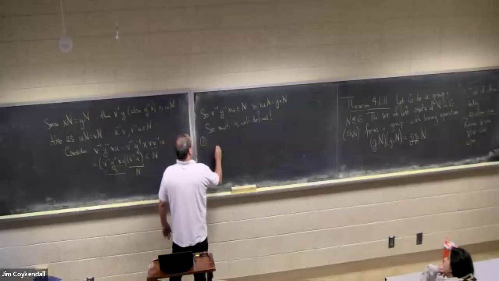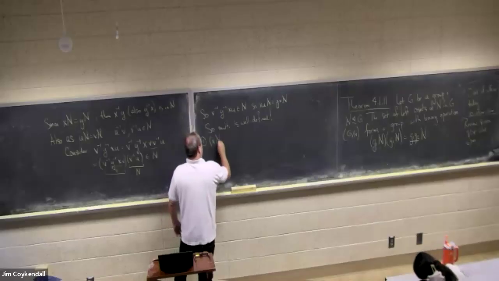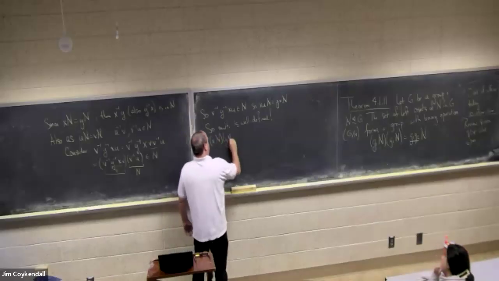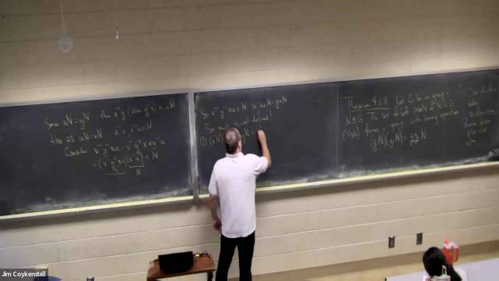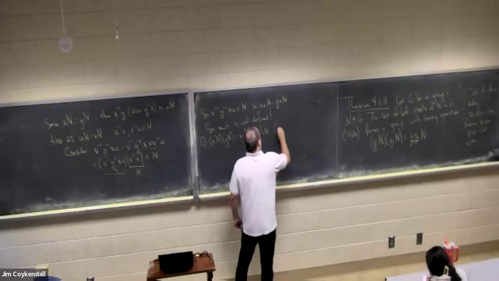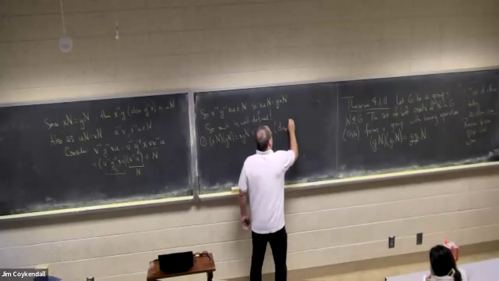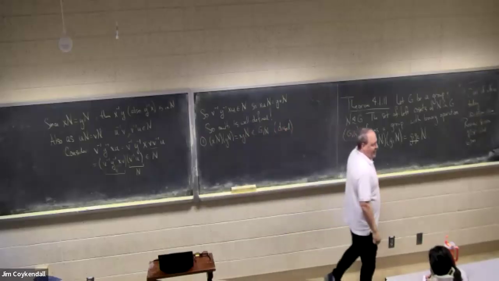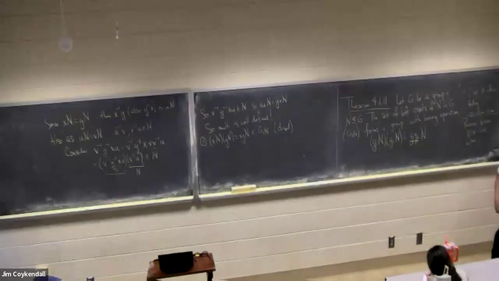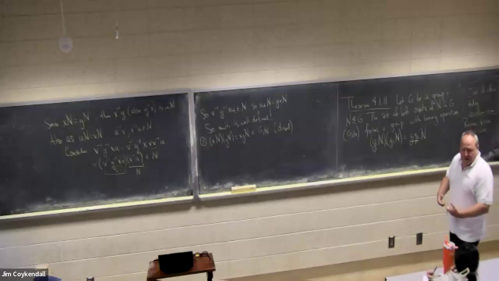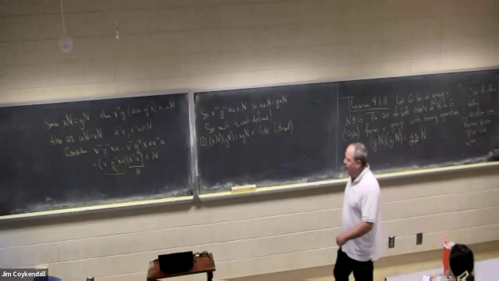One, closure. I guess we could have even said that. I mean, we really need to establish that it's a function first, but now let me observe that it's closed. The product of two left cosets is a new left coset, so we're good to go there.